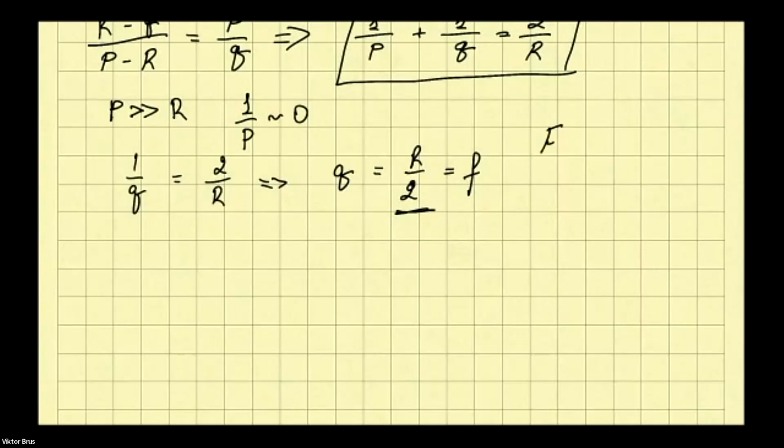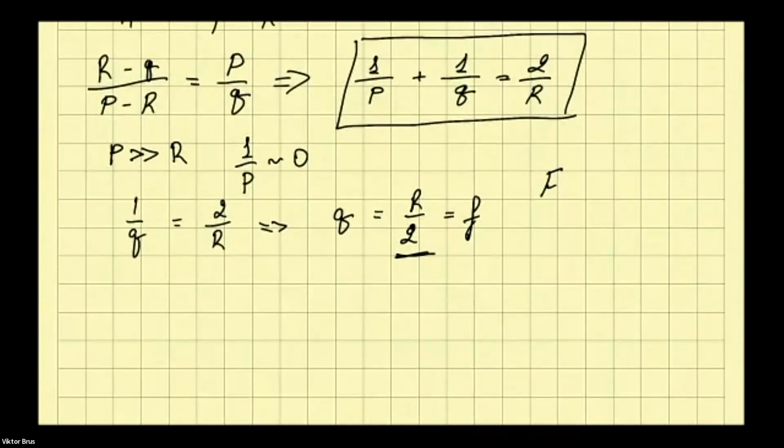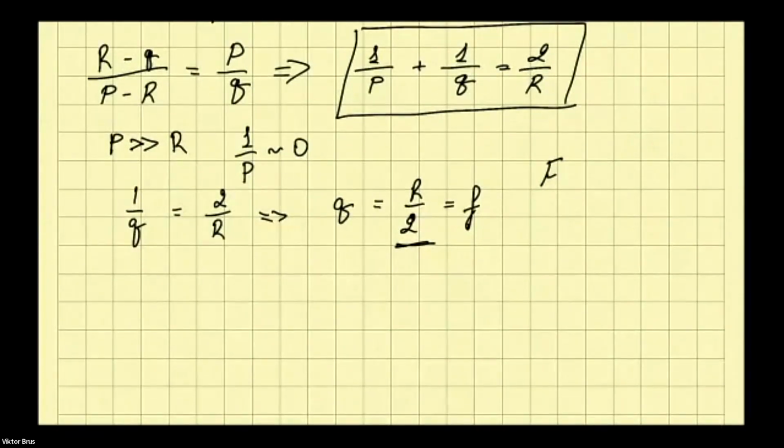So a capital F is just the focal point, and small f will be the focal distance. So in this case, we can rearrange the mirror equation a bit and get it in a different form, which quite often is also used. It will be 1 over p plus 1 over q, and that is equal to 1 over F.